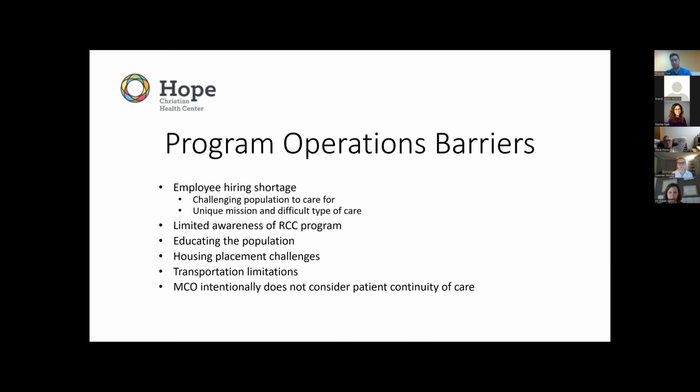Transportation limitations, as we're a 38-bed facility, sometimes 42, patients do need transportation, and we are limited by not only employees, but also by vehicles. Lastly, the MCO intentionally, we feel, does not do that, and I'll hand it to Steve.